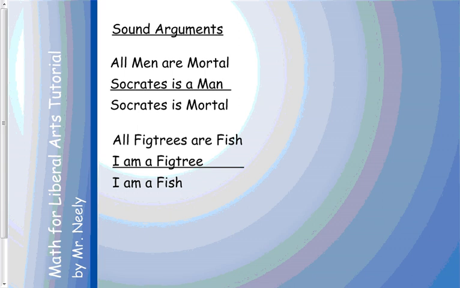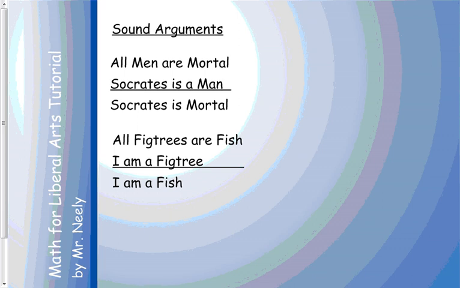All fig trees are fish. I am a fig tree. That doesn't make any sense. And certainly the conclusion is false. I am certainly not a fish. So it seems like a really bad argument. So on one level, they're both valid arguments. In fact, we learned they were both the same type of argument. They had the same logical structure.